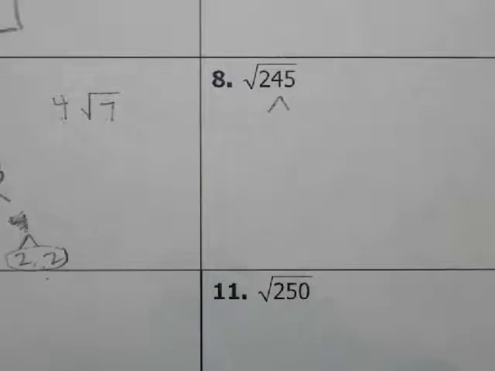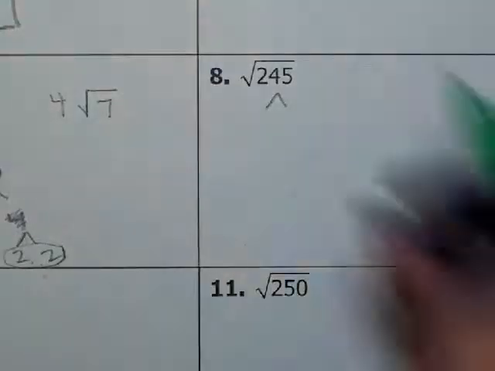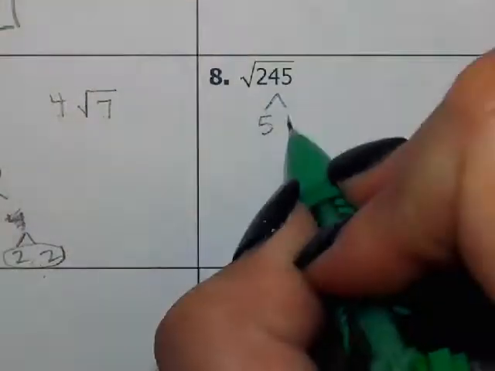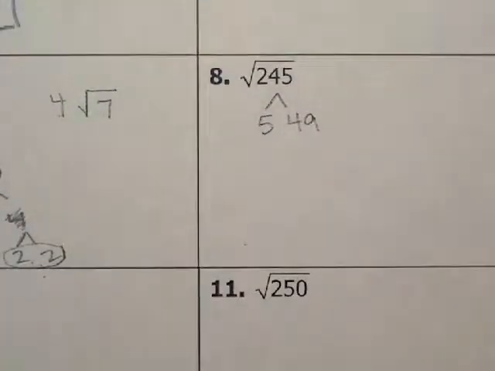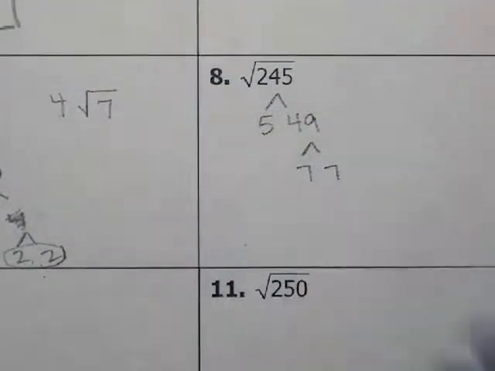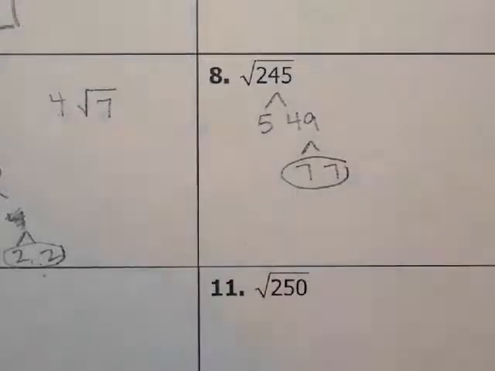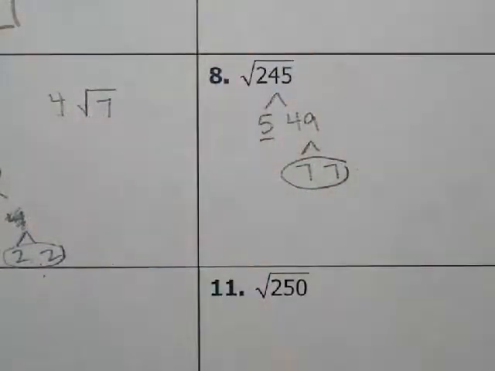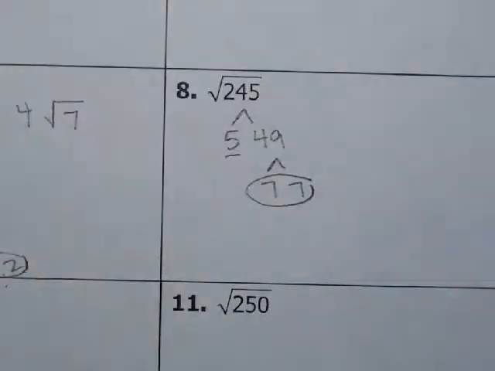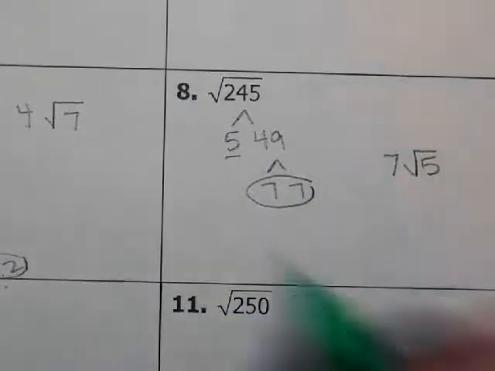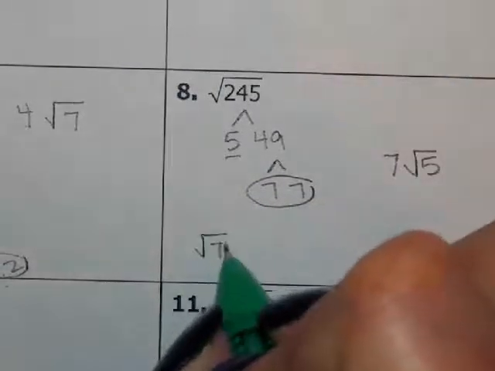Okay. So this one is 5 times what? 49. And then 49 is 7 times 7. So we have a pair of 7s and a leftover 5. So we're going to write this as 7 root 5. The reason that it works is because we have the square root of 7 squared times the square root of 5.